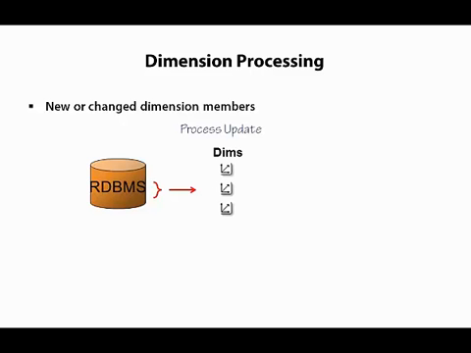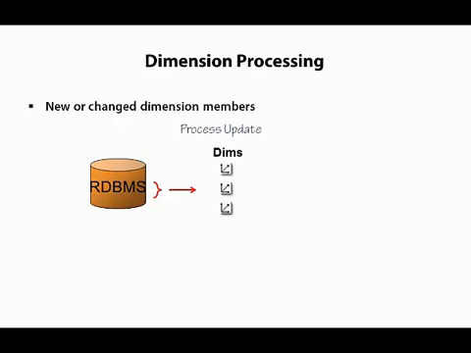The reason is that there are internal identifiers on the dimensions that are used when storing data in cube partitions. When we do a full process of a dimension, even when we're loading in the same data, there's no guarantee that each dimension member gets the same internal identifier. So as a result, the cube gets invalidated. With a process update, the identifiers stay the same.